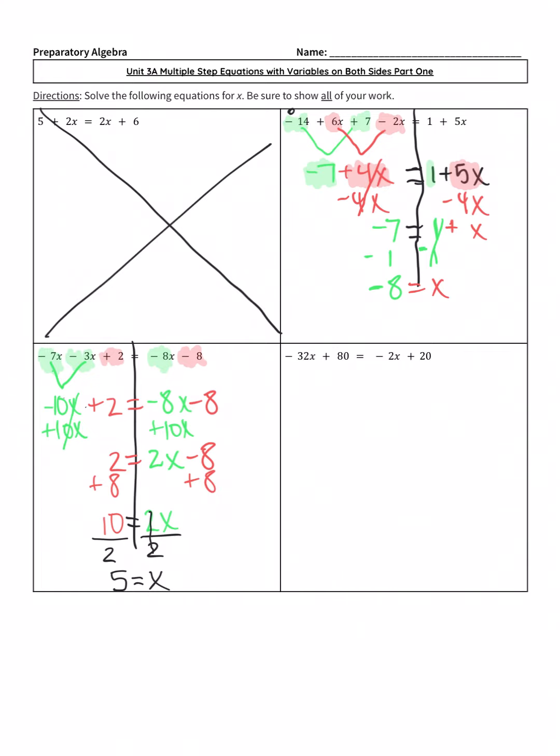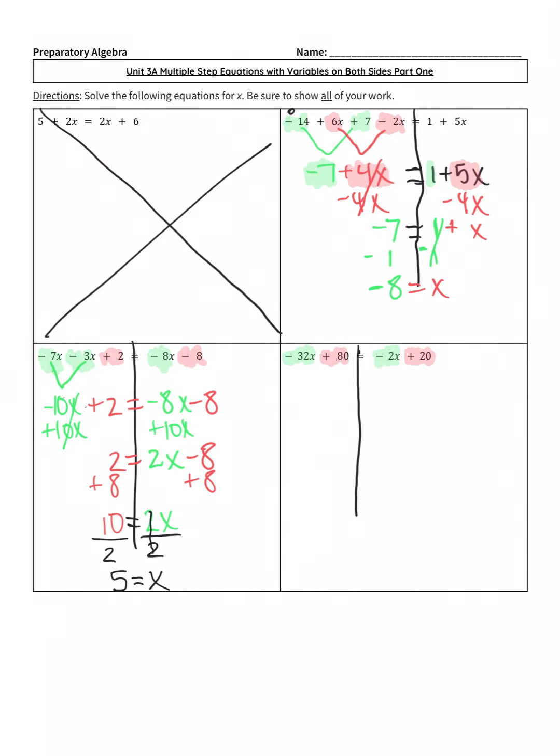All right, one more example and then you can try on your own. Here we have negative 32x plus 80x is equal to negative 2x plus 20. Step 1, line down the equal sign. Step 2, identify my like terms. I have an x here and an x here. I have a constant here, or a plain number, and a plain number here. I've identified my like terms.